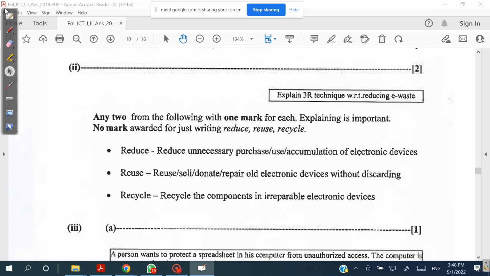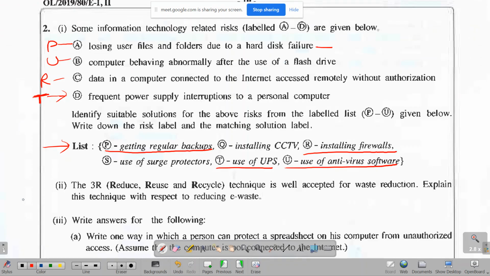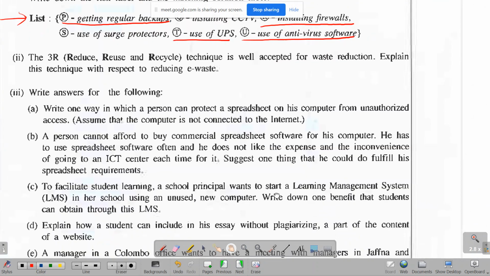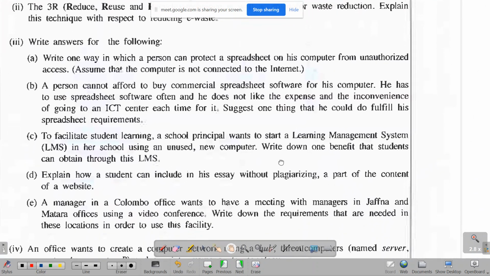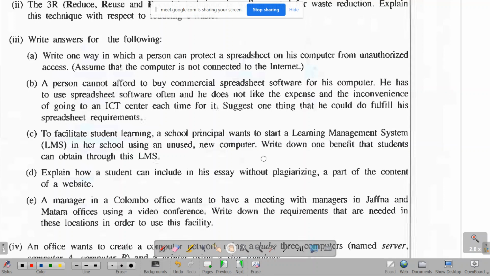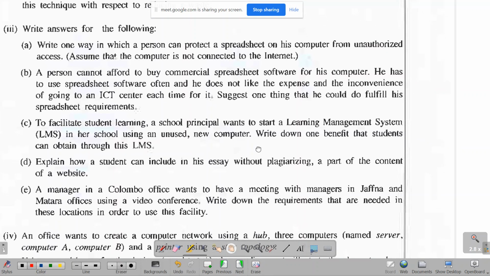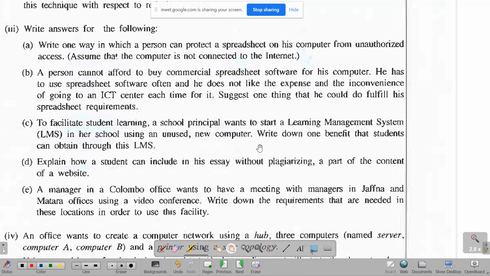Right, and the third part, right answer for the followings. Write one way in which a person can protect a spreadsheet on his computer from unauthorized access. So you can easily put a username and a password. In Windows, it's a password, right? Or you can maintain it.